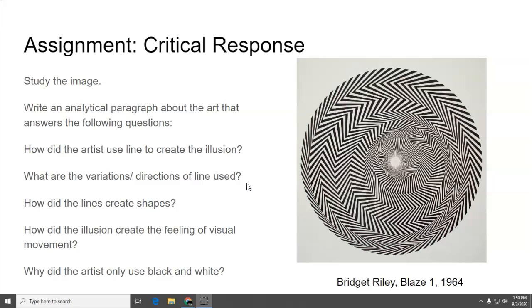Again, you're writing a paragraph about the picture on your right, and within that paragraph, you're answering: how did the artist use line to create illusion? What are the variations and directions of the line used? How did the lines create shapes? How did the illusion create the feeling of visual movement? And why did the artist only use black and white?